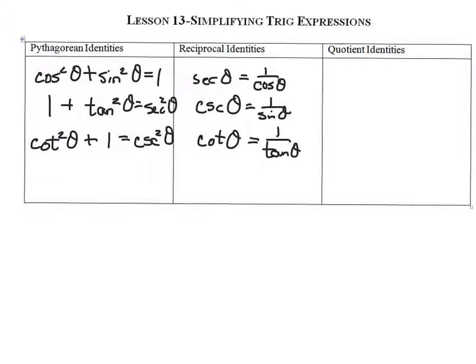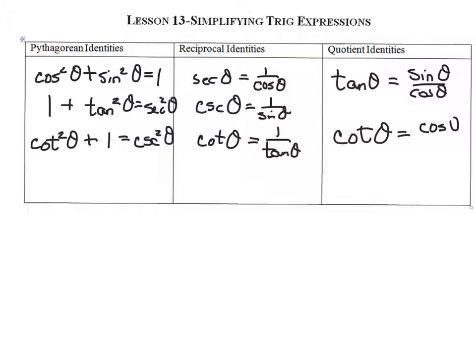The quotient identities are the trig functions that are created by doing a division. So we know those to be tangent of theta is equal to sine of theta divided by cosine of theta. And the reciprocal of tangent is cotangent, so that would be cosine of theta over sine theta. So these will be our 8 most important trig identities, so that we can simplify all other trig expressions. So keep these at the top of your page and we're going to keep referring back to them.